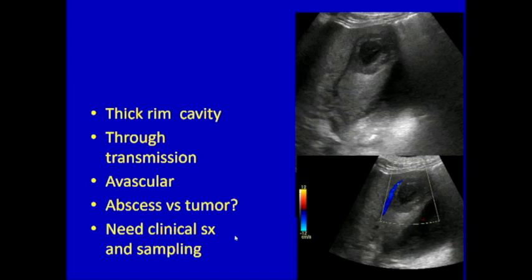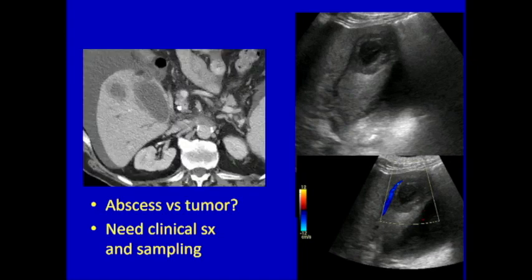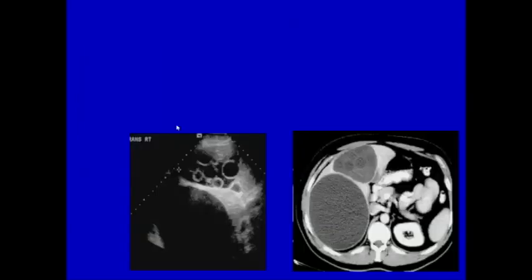Is it an abscess or a tumor? And I can't tell. I need the clinical symptoms, and these people really do need to be sampled, because unless you know that they're febrile and septic and so forth, you're going to be talking about this as this could be a tumor. As it turned out, this patient did have acute cholecystitis, and this was an adjacent liver abscess, but it needed further verification.